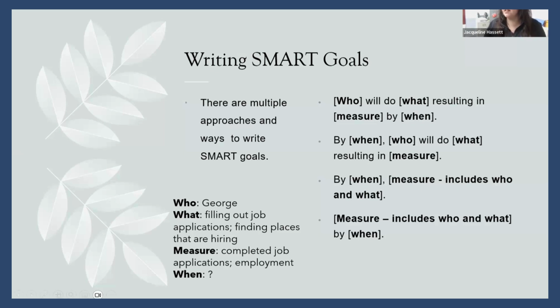Let's see. And so the last one. We're going to include the measure first. George completes an interview, including, wait a minute, now I've confused myself. Measure. By the end of the week, George will complete 3 job applications. No, I did that wrong. I want to start off with my measure, right? 3 job applications will be completed by George by the end of the week. That's what I'm trying to do.